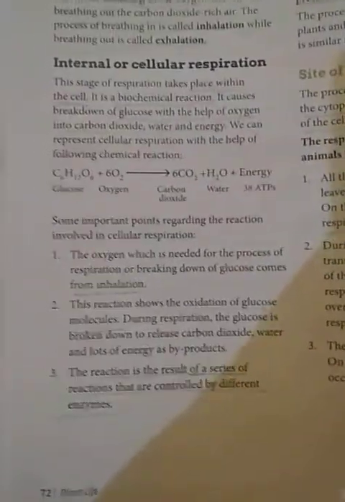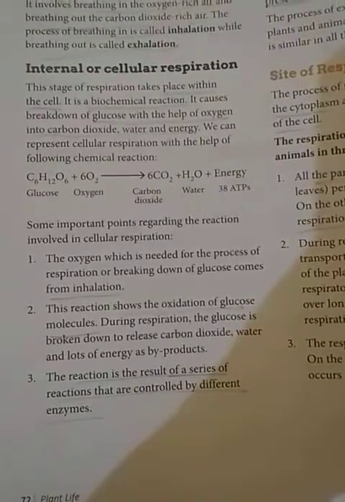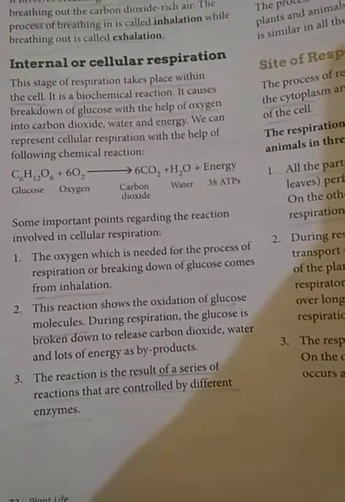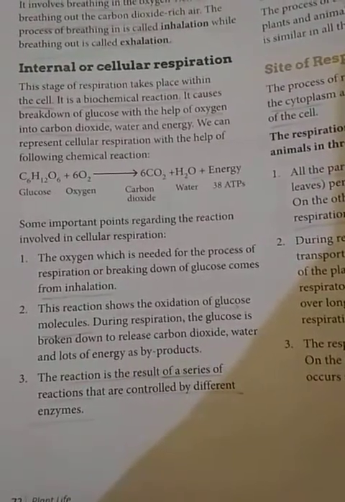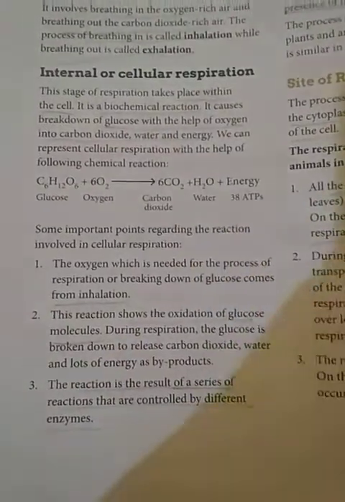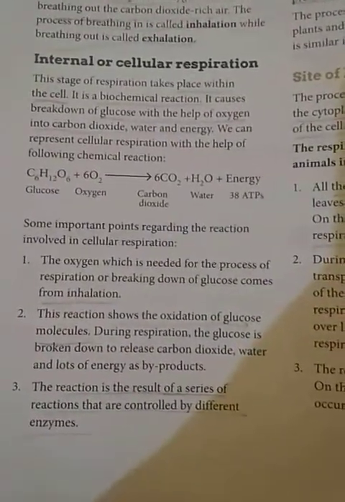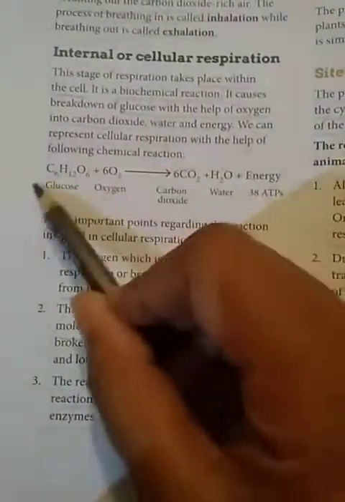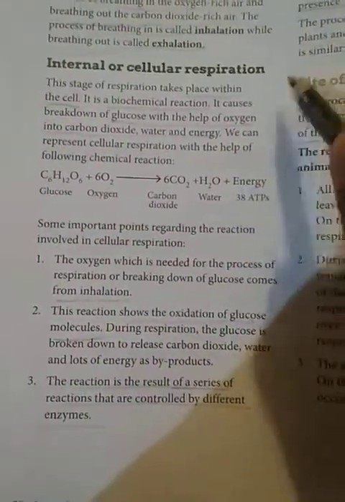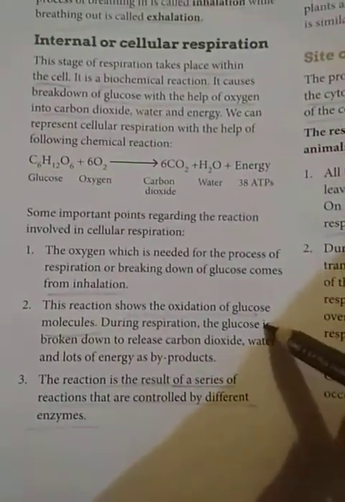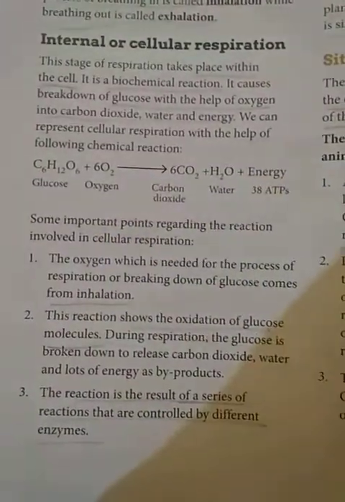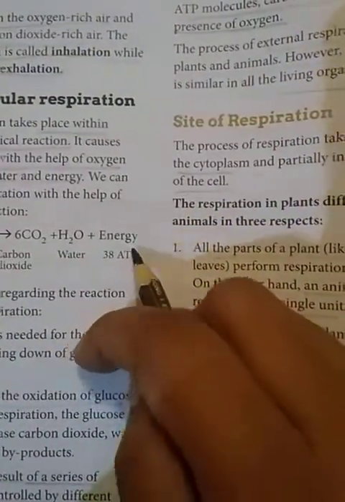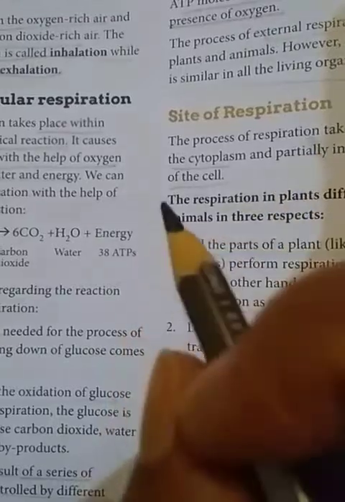So what are the important points? Oxygen is needed for this respiration or breaking down of glucose, that is inhalation. This oxidation of glucose is happening, and what is being formed? Carbon dioxide and water, and energy is being released. It is a series of reactions, not a simple one step process. For the release of energy, a several steps process is happening, and these steps are being controlled by certain enzymes. Lastly, the energy is released and it is formed as ATP, adenosine triphosphate.